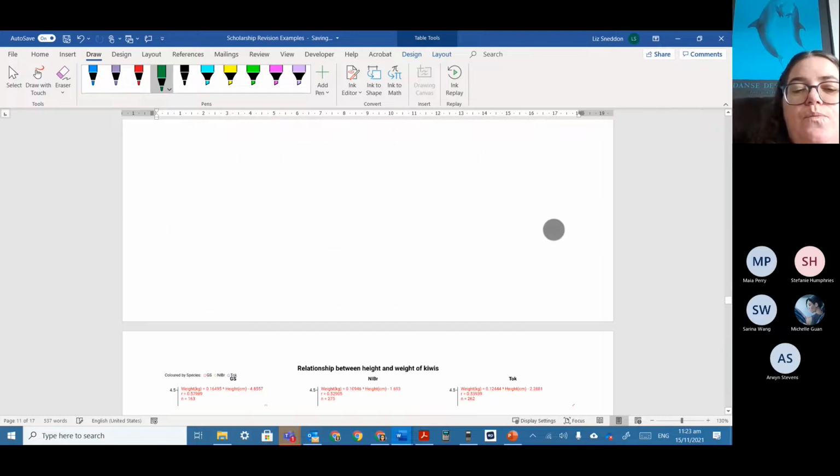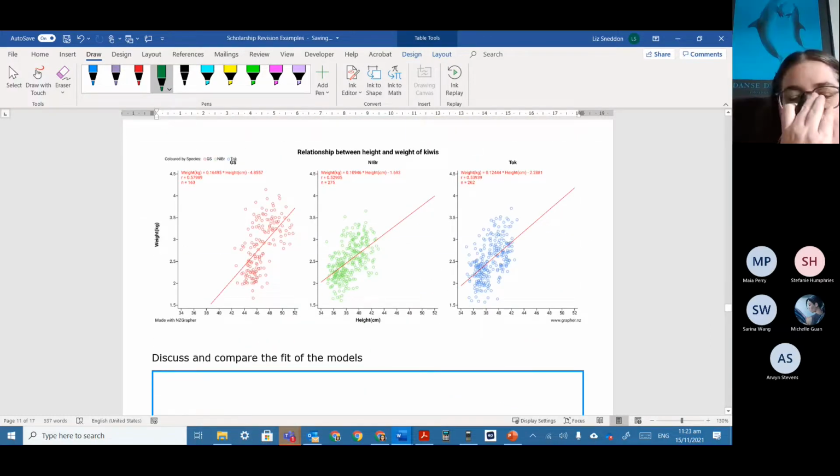And so that's what this very last graph here has done. What I've done here is I've separated into, this first one is my great spotted, the next one is my North Island brown, and the last one is the Southern Tokoeka.